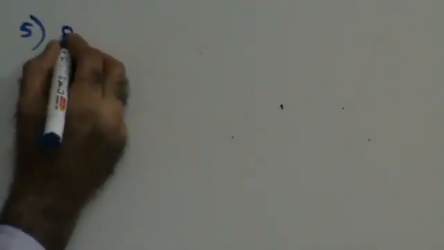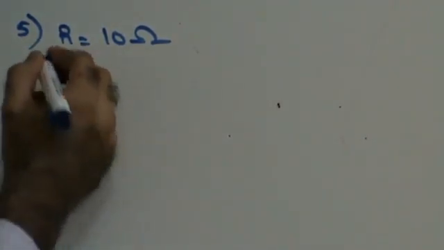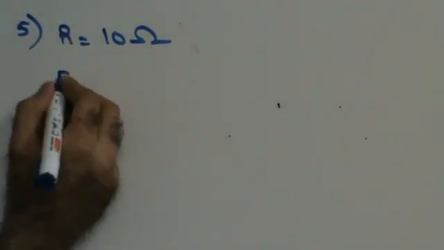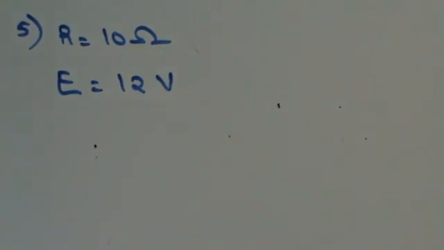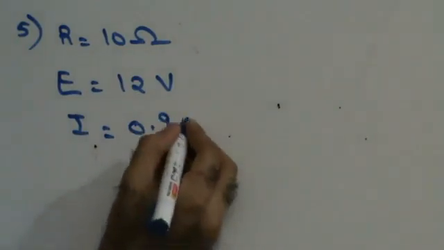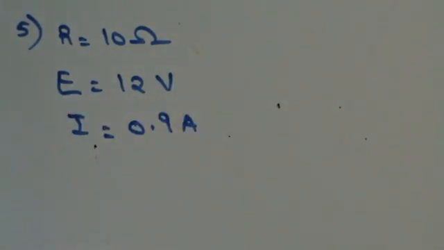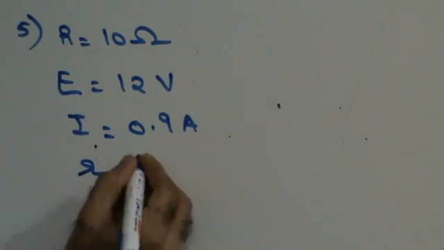A resistor of 10 ohms is connected to a cell of 12 volts and draws a current of 0.9 amps. Find the internal resistance of the cell.